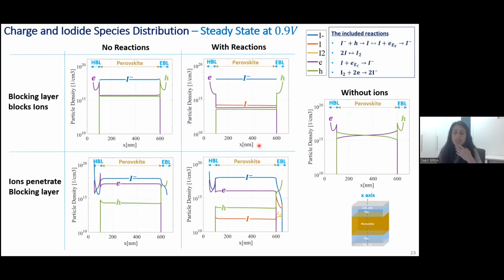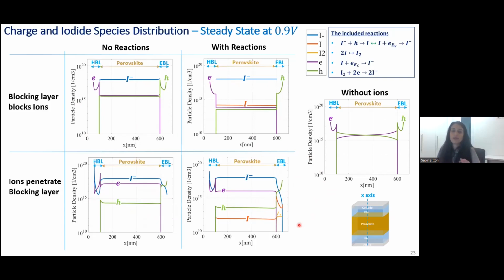Let's first look at the 4 devices. So we can see that the presence of the ions causes approximately uniform charge distribution in the perovskite layer for all these graphs, which indicates the attenuation of the electric field in the layer due to the presence of the ions.